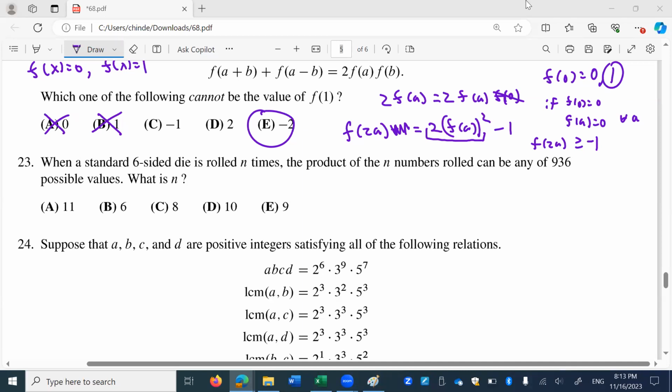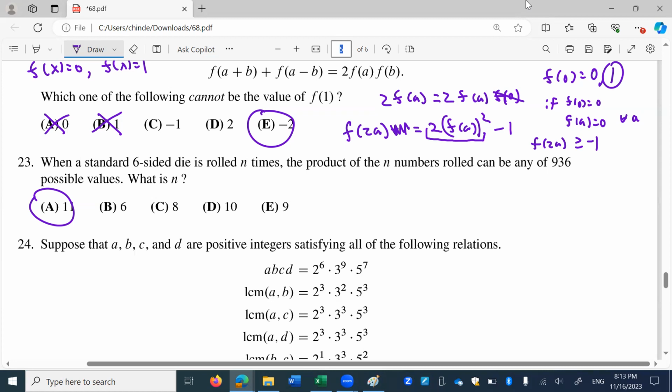Okay, for 23, I'm going to tell you the answer first, and I'll go through one way to solve it at the end. But I'm not sure if it's the most efficient. It's a little bit of a grind. So the answer is 11, and so the number of possible values. So we're rolling a 6-sided die n times and finding the product of those n numbers, and we're wondering how many different possible values for that product there are.